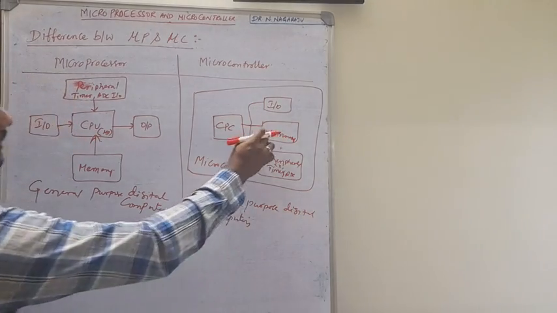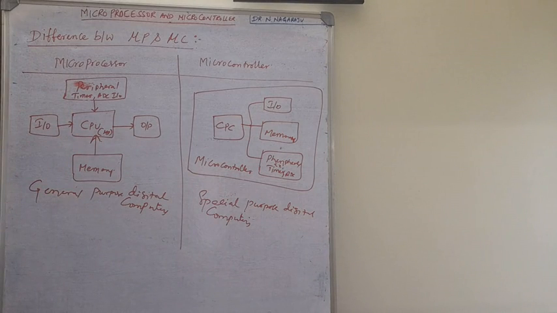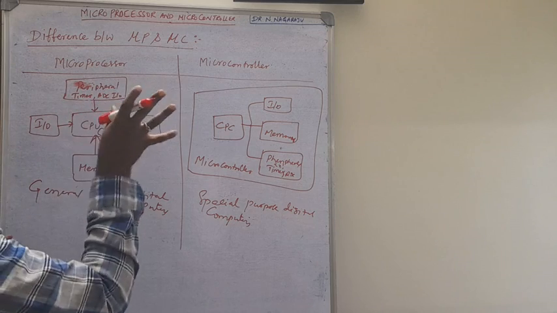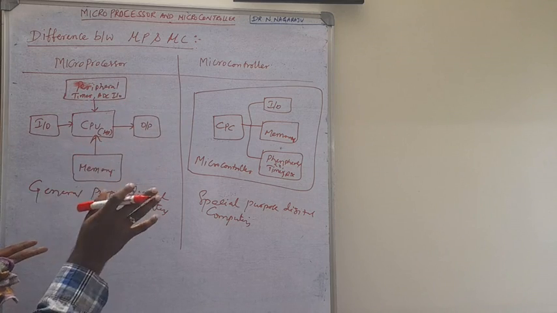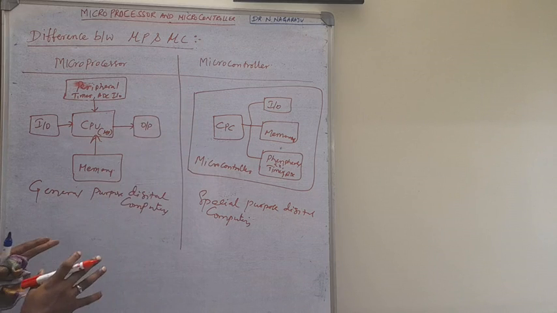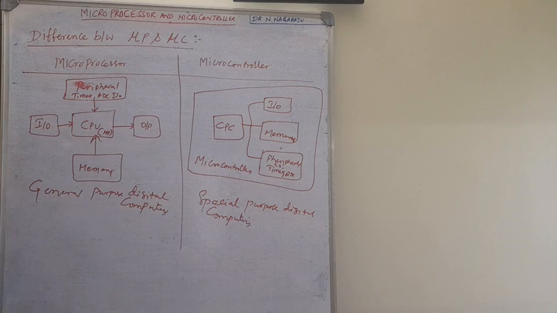Because the inbuilt memory has only limited capacity, it can perform only dedicated task functions. That's why in many embedded systems, for doing a particular or specific task, they use a microcontroller as the CPU rather than a microprocessor. You can use a microprocessor also, but it is used for general purpose digital computers.